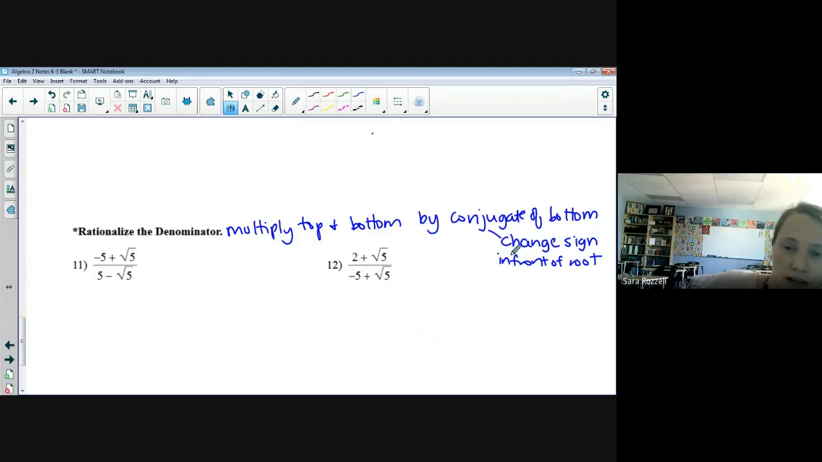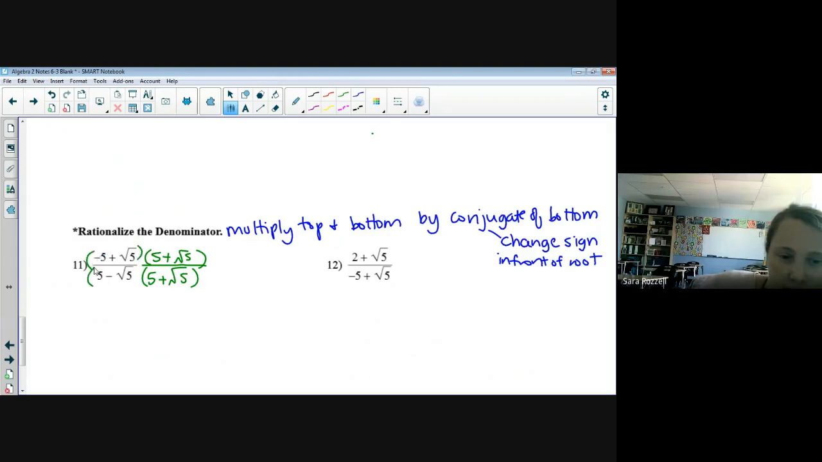So if I have 5 minus root 5 on the bottom, I'm going to have to do 5 plus root 5. I'm changing the sign that's in front of the root. I have to do that same thing on top. These two have to match, otherwise I'll be changing the value of the problem.